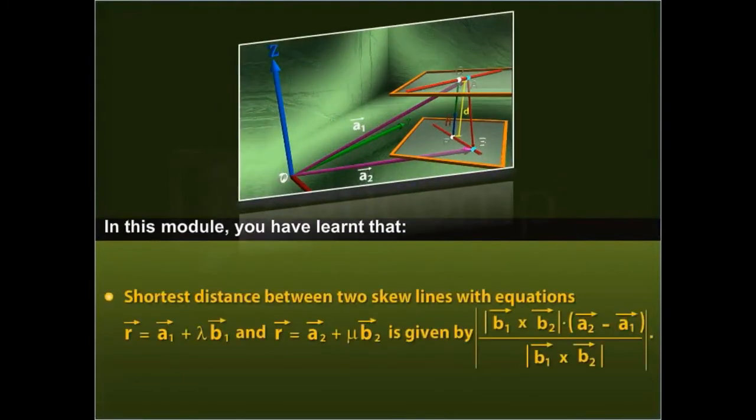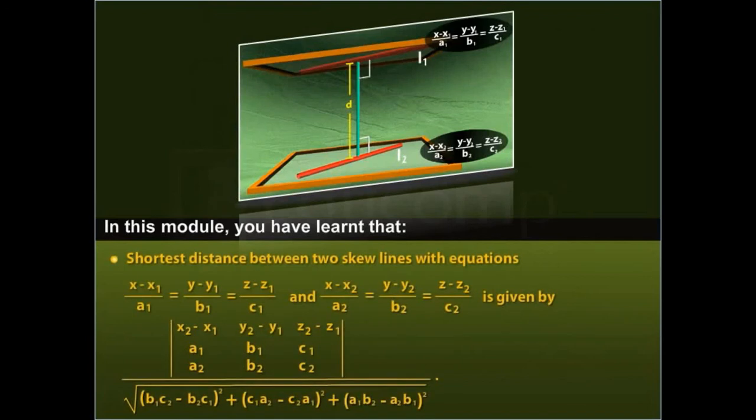In this module, you have learned that the shortest distance between two skew lines with equations vector r is equal to vector a1 plus lambda times vector b1, and vector r is equal to vector a2 plus mu times vector b2, is given by magnitude of vector b1 cross vector b2 dot vector a2 minus vector a1 whole upon magnitude of vector b1 cross vector b2.